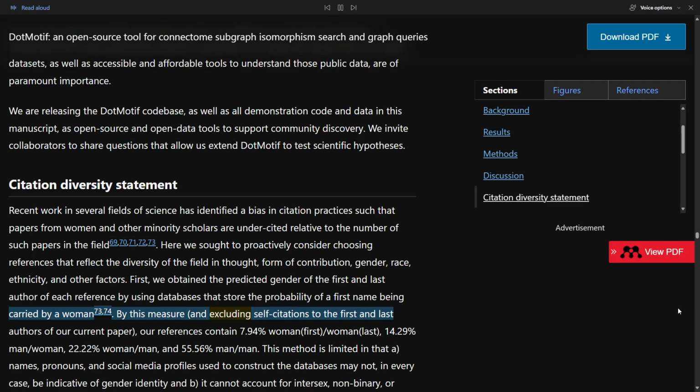By this measure, and excluding self-citations to the first and last authors of our current paper, our references contain 7.94% woman/woman, 14.29% man/woman, 22.22% woman/man, and 55.56% man/man. This method is limited in that A, names, pronouns, and social media profiles used to construct the databases may not, in every case, be indicative of gender identity, and B, it cannot account for intersex, non-binary, or transgender people.